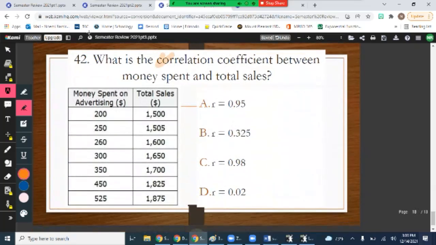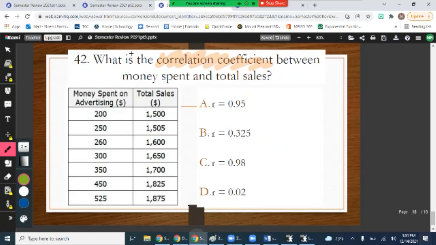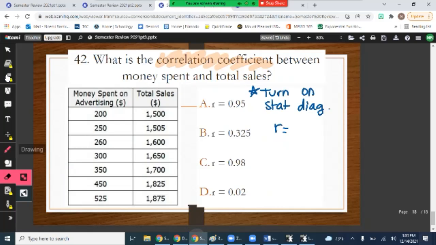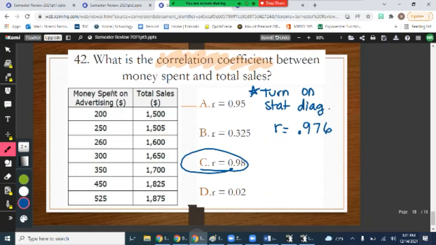Correlation coefficient. What is the most important step to remember when you're looking for correlation coefficient? You have to turn on what? Your stat diagnostics. When you do that, it'll give you your R equals. And this one for this table will give you R equals 0.976. The 6 rounds that 7 to an 8, so it's C. Find the closest one. And just for fun, this is a strong positive.